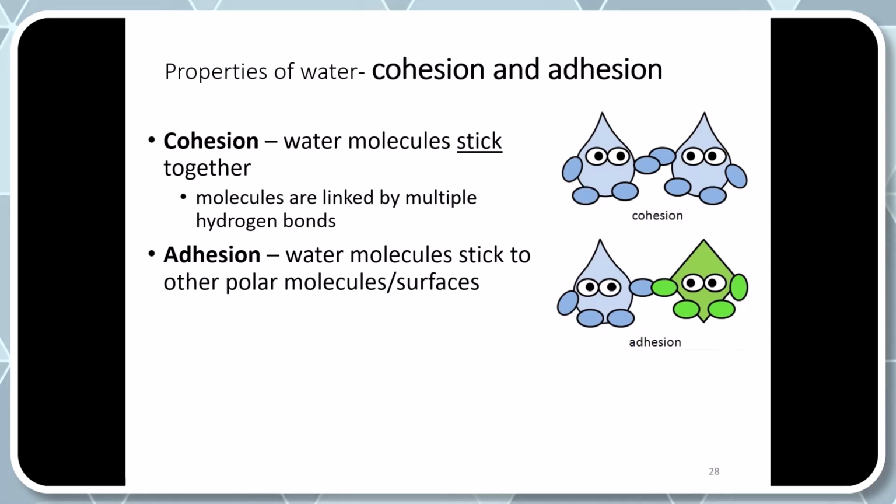So water has cohesive properties. Cohesion means water molecules stick together, right? They stick together with those hydrogen bonds. They are also adhesive, meaning they stick to other polar molecules or surfaces. This adhesion picture comes from water being transported in plant vascular tissues. So that's why that water molecule is holding on to a little green diamond there, because it's supposed to be plant vascular tissues.